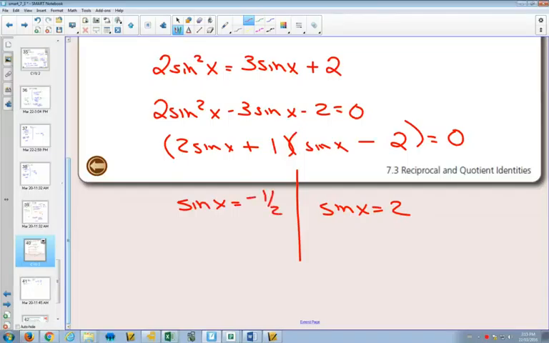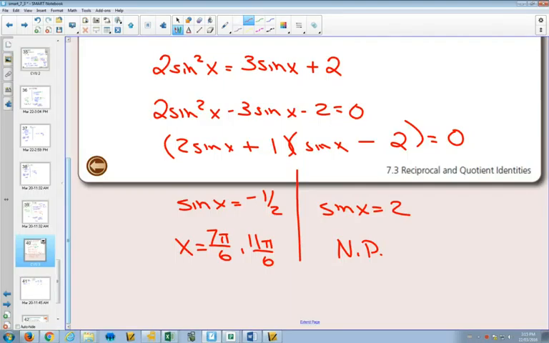1/2 on your pie plate. Pi over 6 family. What quadrants? 3 and 4. So you'd have 7 pi over 6, 11 pi over 6. There's 2 on your pie plate. Not possible, because it's bigger than 1. This side is not possible. So now we solved it between 0 and 2 pi.